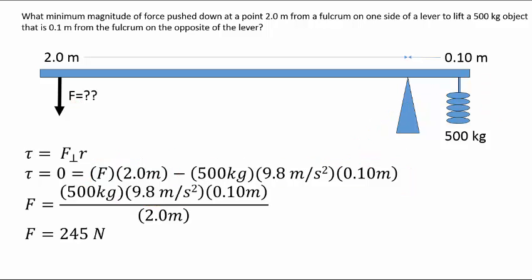So we sum that all together and we get a force required of 245 newtons, or roughly the weight of a small child sitting at the 2 meter point, lifting up a 500 kilogram whatever, a very heavy engine of a car.